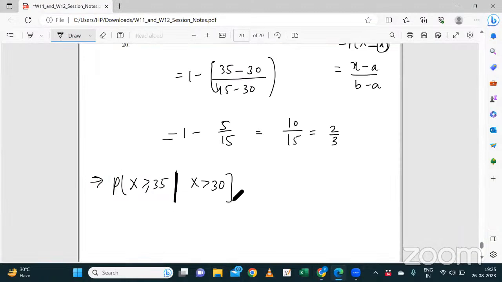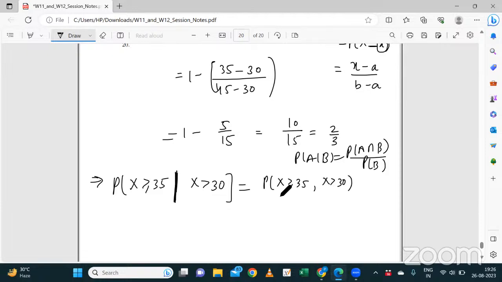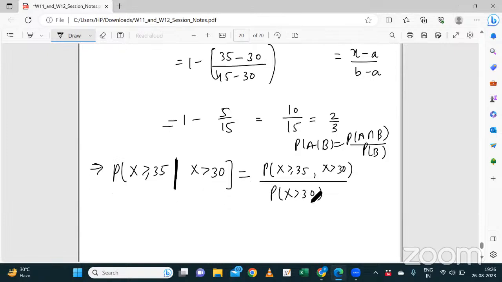And tell me what is the formula for probability of A given B? Probability of A and B divided by probability of B. So probability of X is greater than or equal to 35 and X is greater than 30, divided by probability of X greater than 30. Correct or not? Yes, sir.